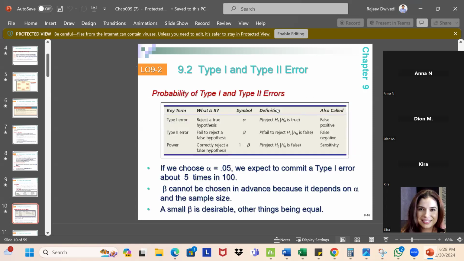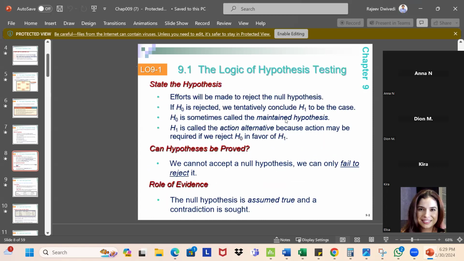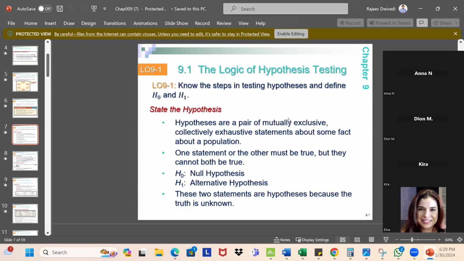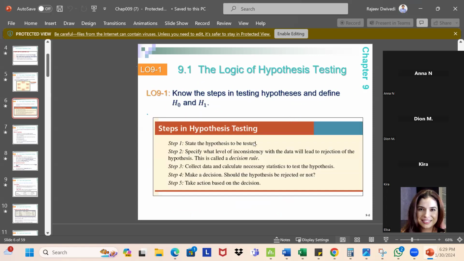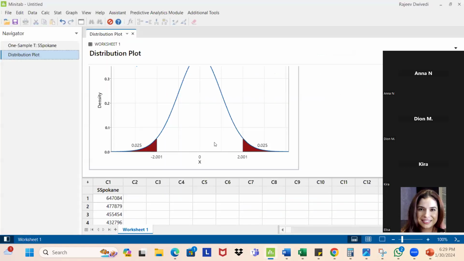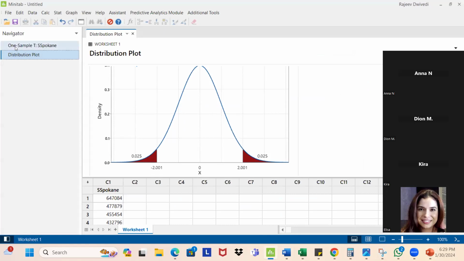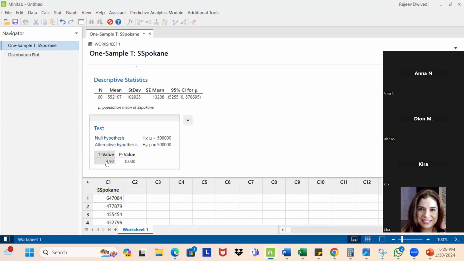If you want to learn more detail about this, you can get into the book and learn about beta, alpha, and power, that is called the power curve, and that will be another lecture. So this is the process. Now let's go into it. Based on the t value, what is our conclusion?